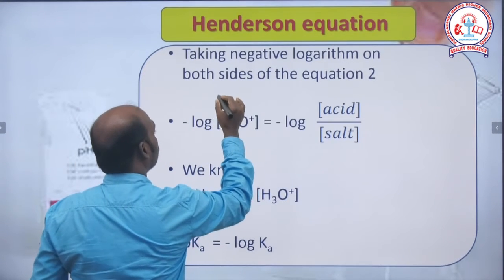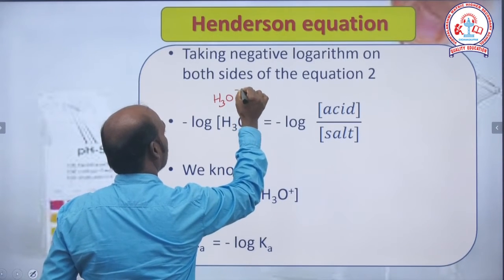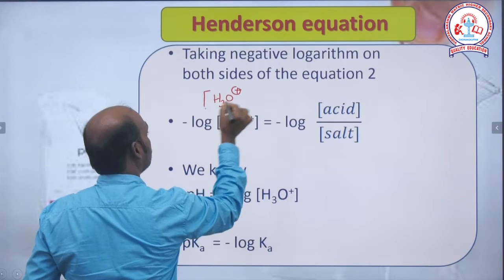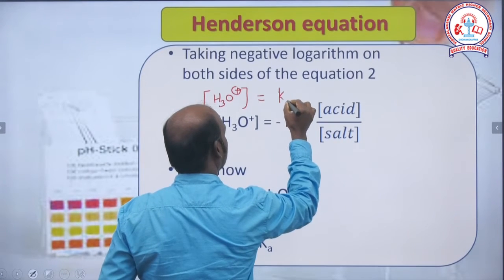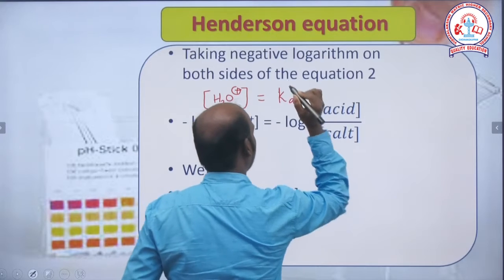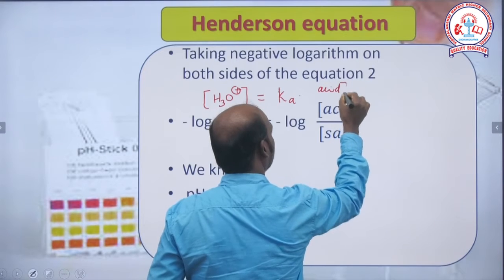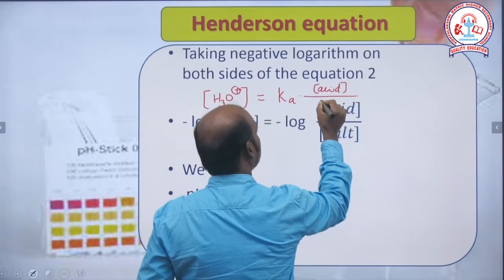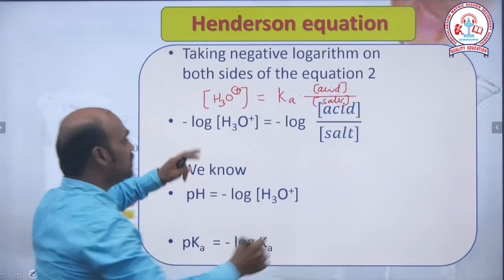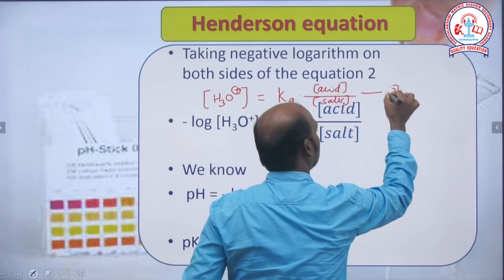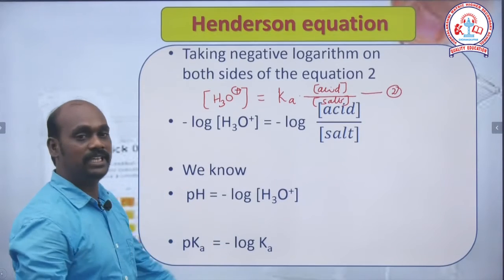So what is the second equation? H3O plus ion, that is hydronium ion concentration, is equal to the dissociation constant Ka into the initial concentration of acid divided by the initial concentration of the salt. Okay. So, this is equation number 2. Let us take the negative logarithmic value for both sides of equation number 2.